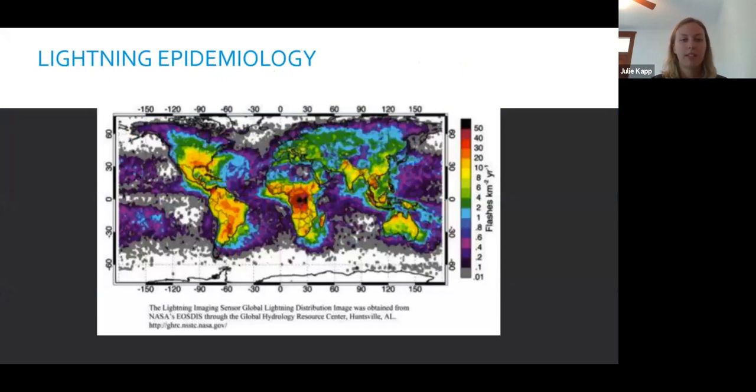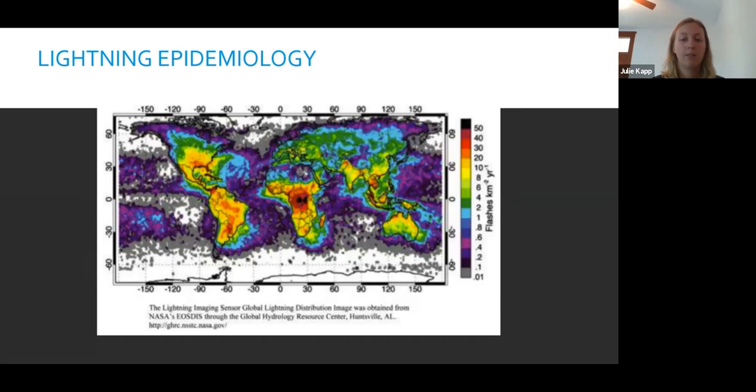Now I'm going to move on to some lightning epidemiology. This image is taken from the guidelines, and it shows flashes of lightning per kilometer squared per year. The dark red regions show where lightning strikes happen the most frequently, and they happen most frequently in Central Africa, and they occur year-round there. Part of the reason that they have such great incidence there is because of the mountainous terrain, and they also get moist airflow coming right off the Atlantic Ocean.